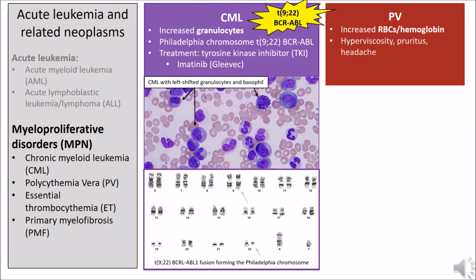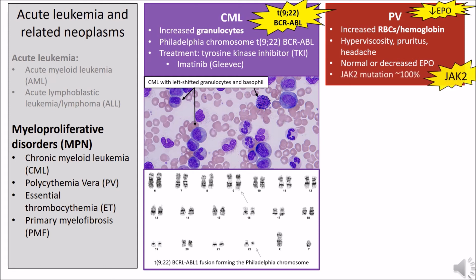Symptoms may include pruritus, often triggered by hot showers, and those associated with hyperviscosity and thrombosis, in contrast to secondary polycythemia, which shows an increased erythropoietin level. Erythropoietin, or EPO, is normal or decreased in PV. Almost all cases have a JAK2 mutation. Note that JAK2 mutations can also be seen in roughly half of ET and PMF. Treatment is variable, but often includes aspirin and recurrent phlebotomy.